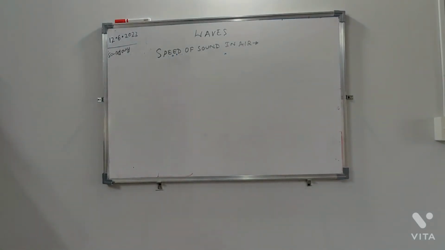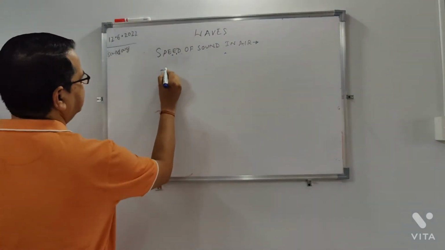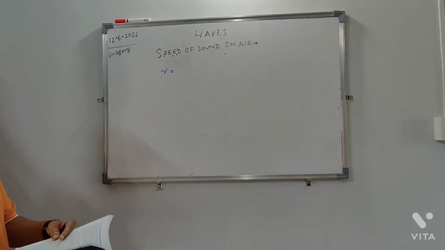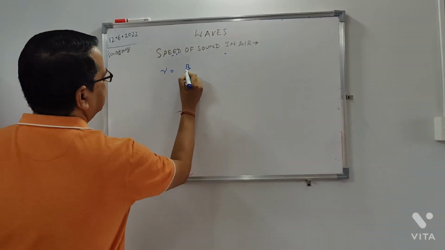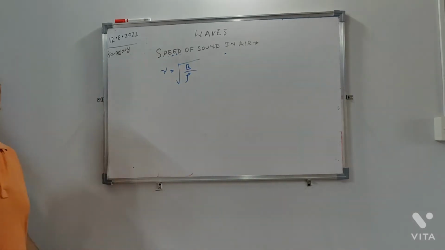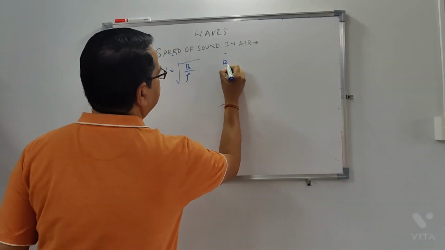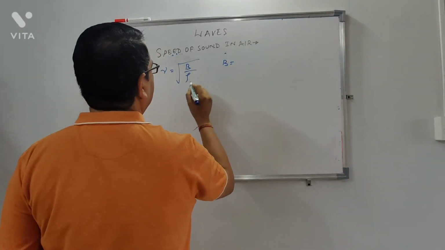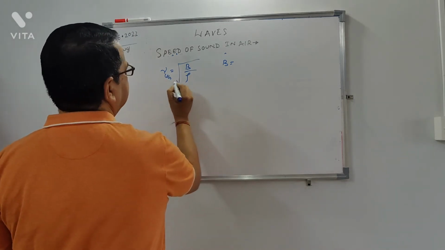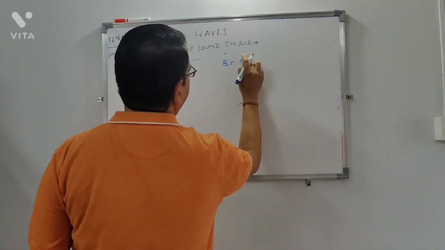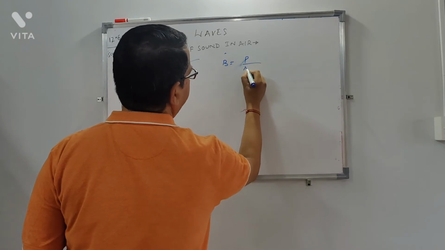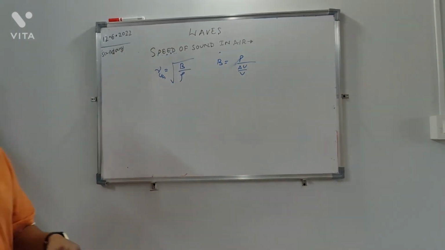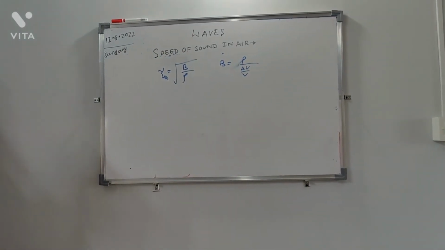So now the summary is that velocity is equal to bulk modulus divided by density. In a liquid or gas, this bulk modulus is nothing but pressure divided by del V. Now we'll go to the generalized equation, like if you know the pressure, how to find the velocity of sound.